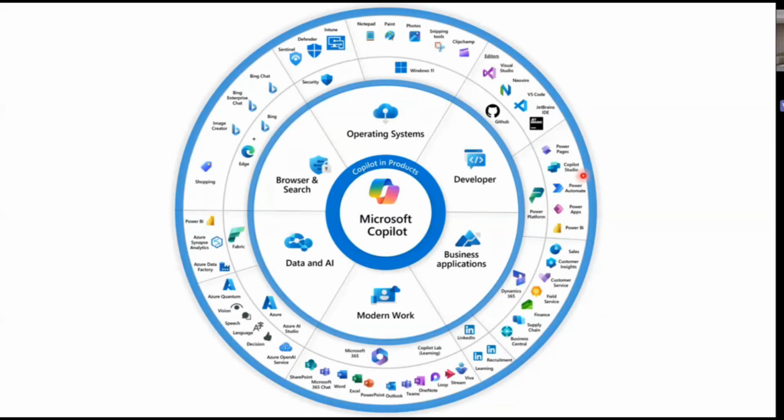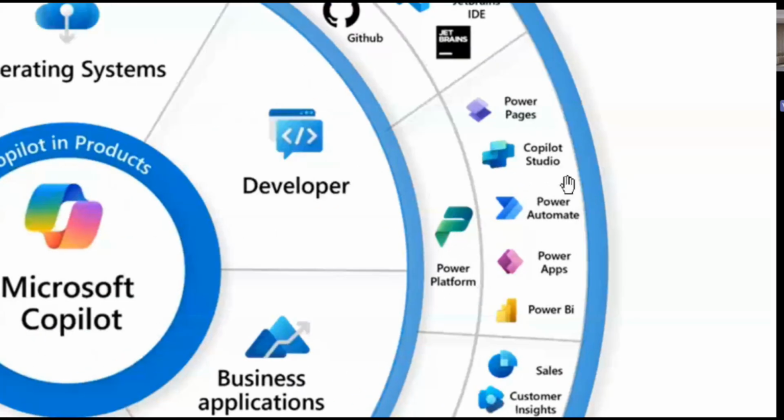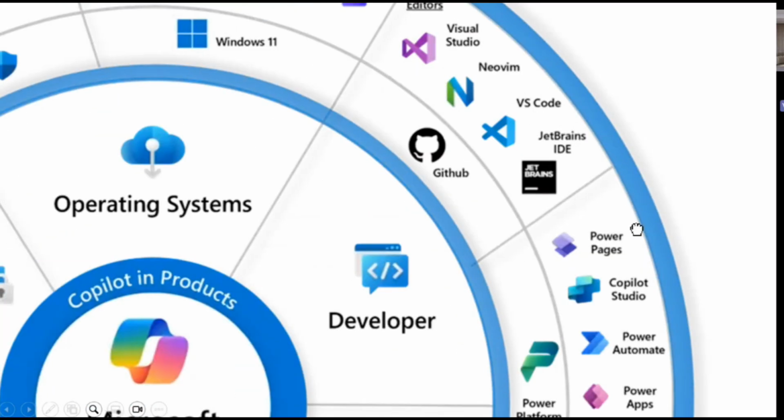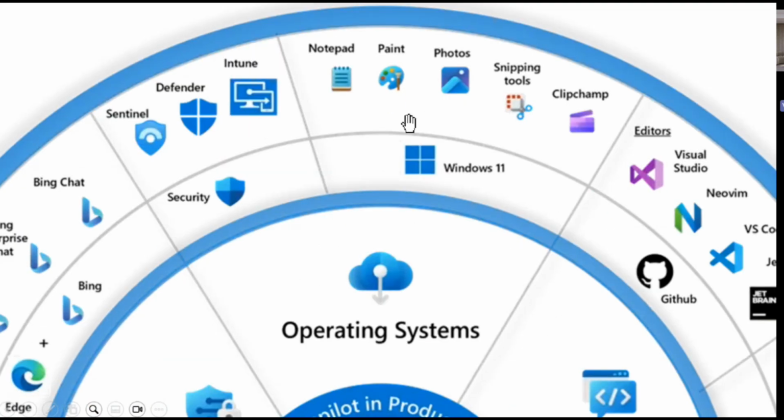Okay, I'll just zoom in. So Copilot Studio is already there. This is part of Power Platform: Power Automate, Power Apps, and Power BI are already there. If you go to GitHub, it's already there. Visual Studio, it's already using it. Visual Studio, Neovim, it's all there. If you go to Windows 11, you might have noticed in Notepad also, now this Copilot is integrated.